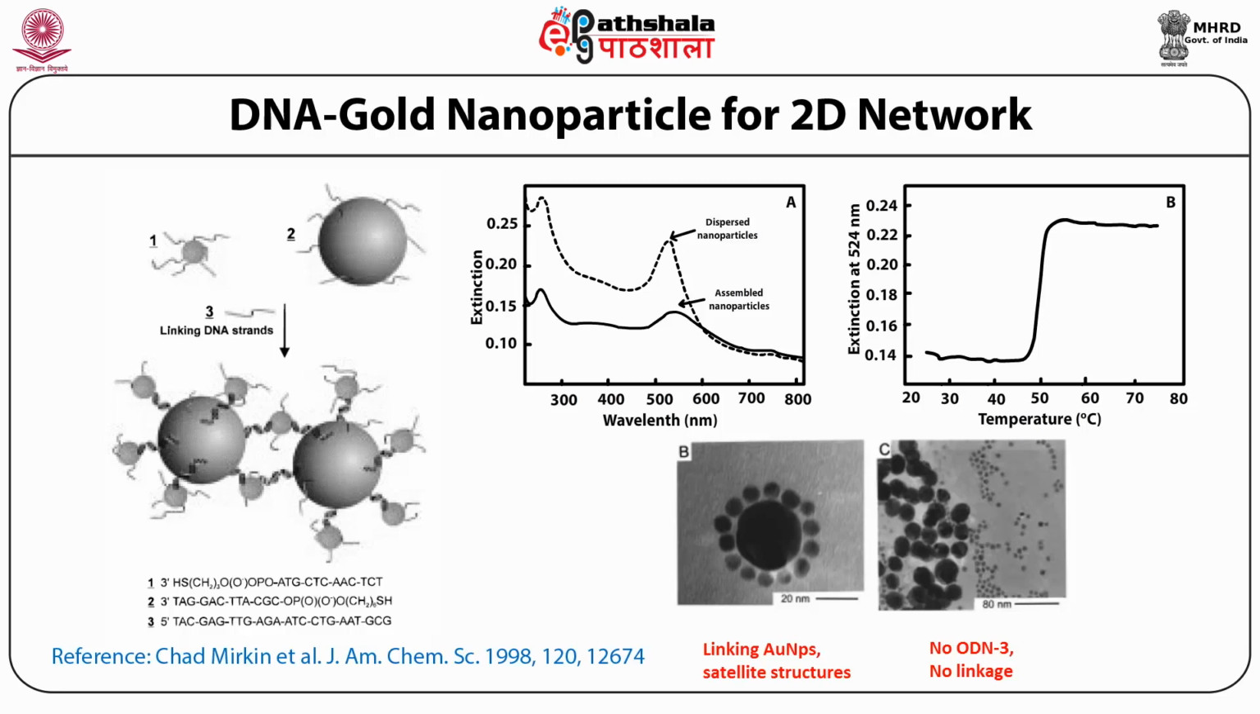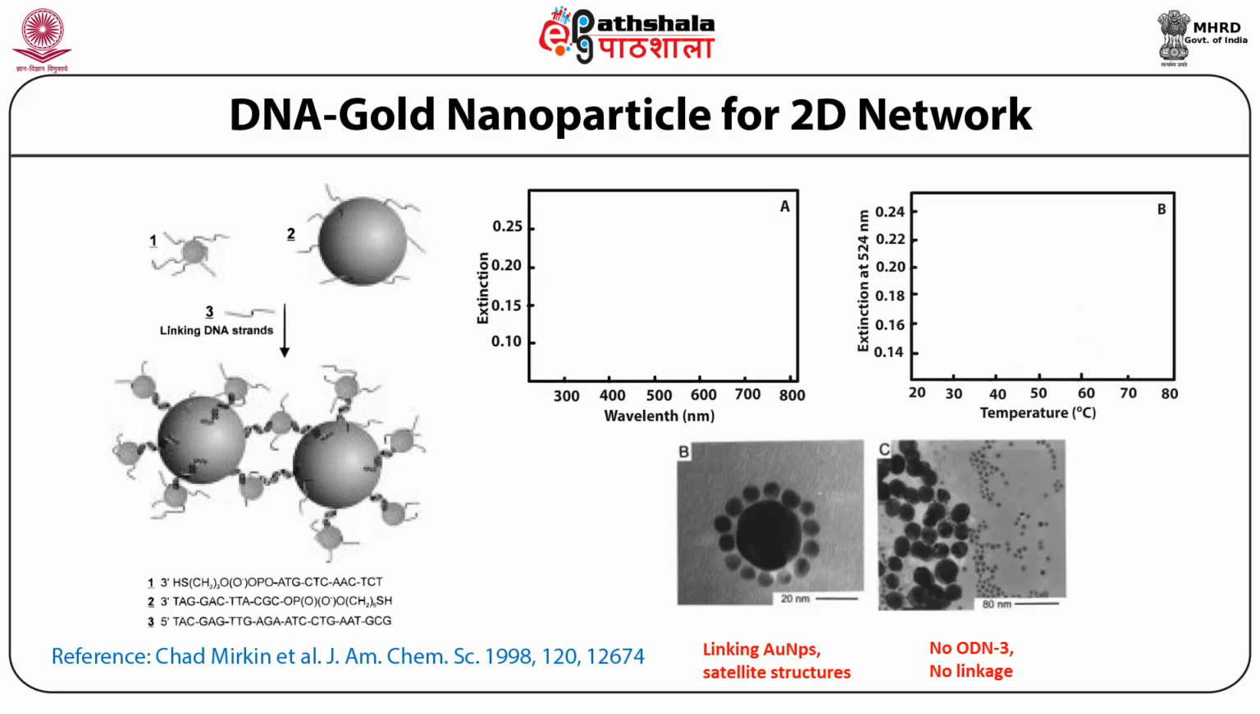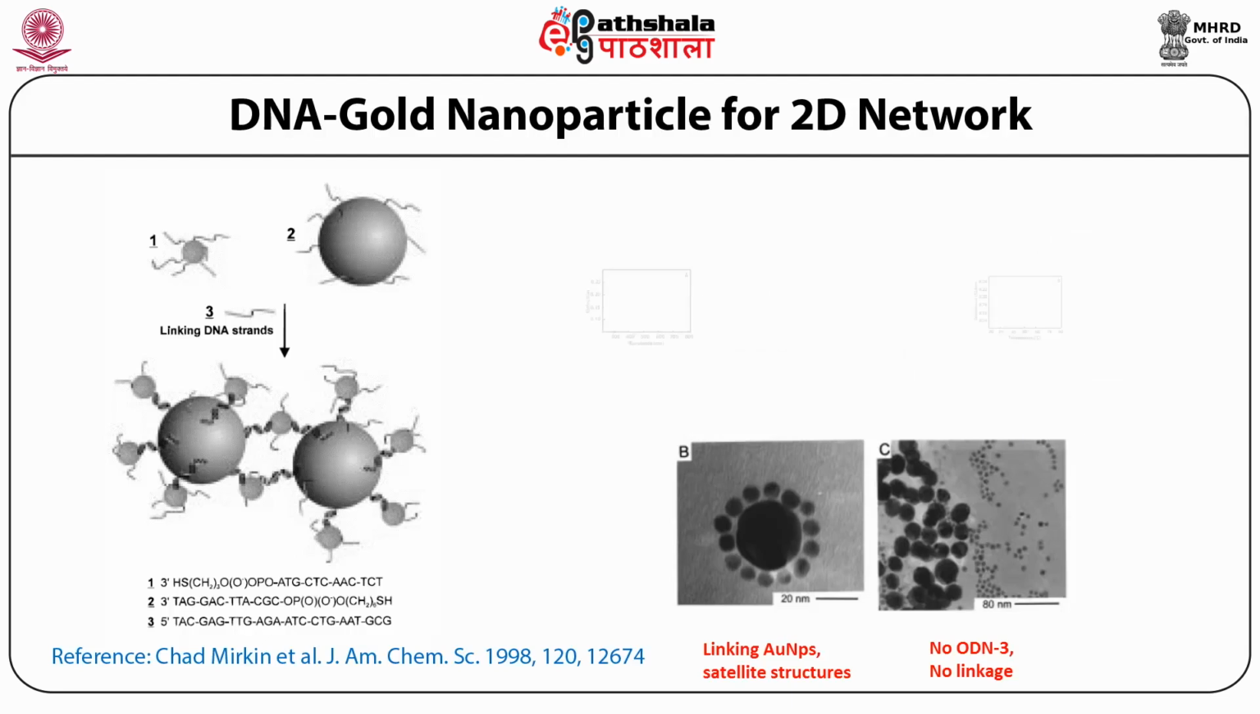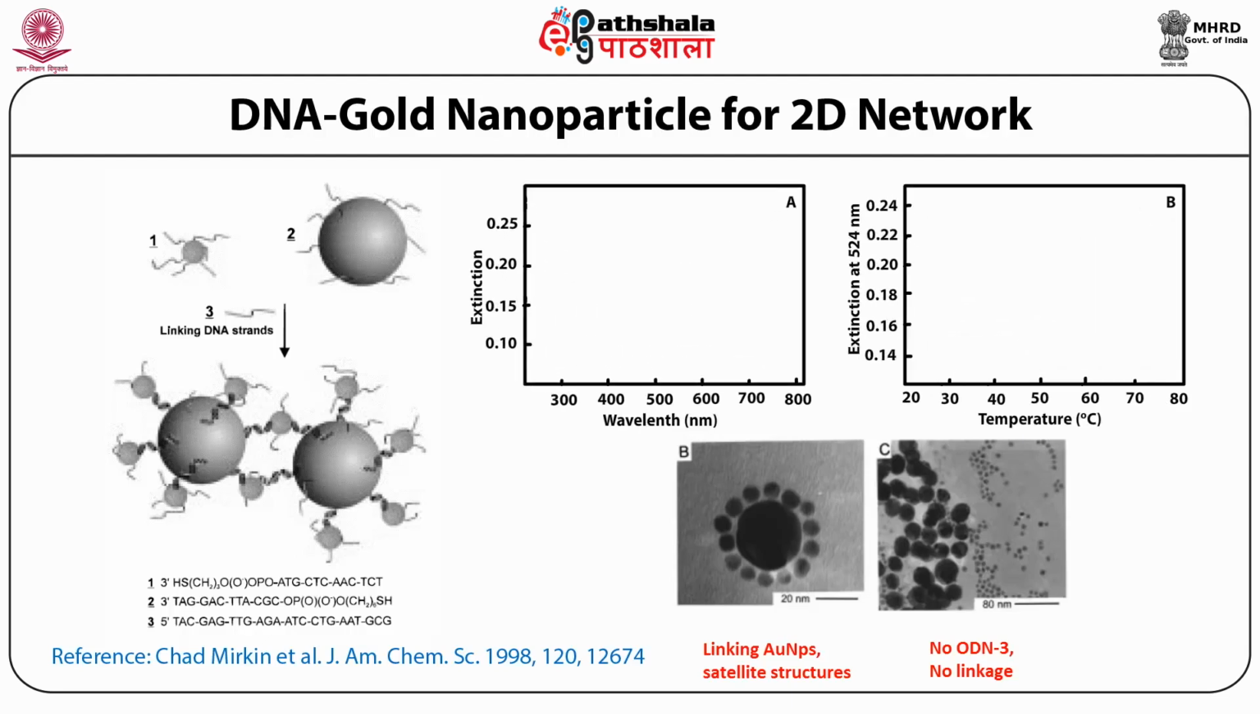You can see the UV spectra, the surface plasmon resonance. Dispersed nanoparticle has higher absorbance, but once you assemble the nanoparticles, it goes down. This is because of the hybridization of the complementary DNA strands. If you heat it up at the melting temperature, the hybridized DNA structure gets separated again into single strands, and it's a very sharp transition.